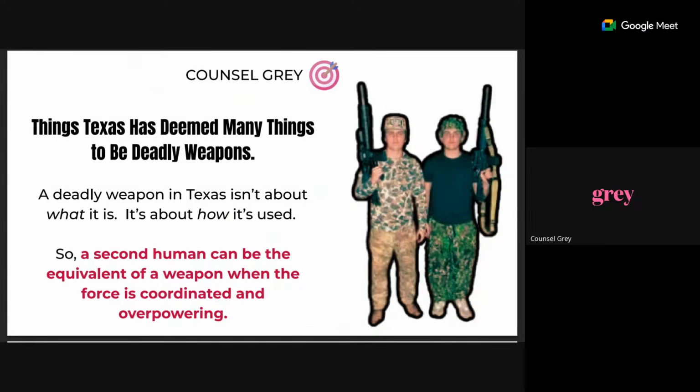Now, a lot of people, when they think of deadly weapons, think of the usual things. We're going to see a list in a minute, but like the guns, the cars, things like that. But Texas has said that there's a lot of things that can be deemed deadly weapons, and that a deadly weapon in Texas, it's not about what is used. It's about how it is used. It's not the what, it's the how. And what you're going to see in this list in a minute is that all kinds of things have been deemed deadly weapons in Texas, right?